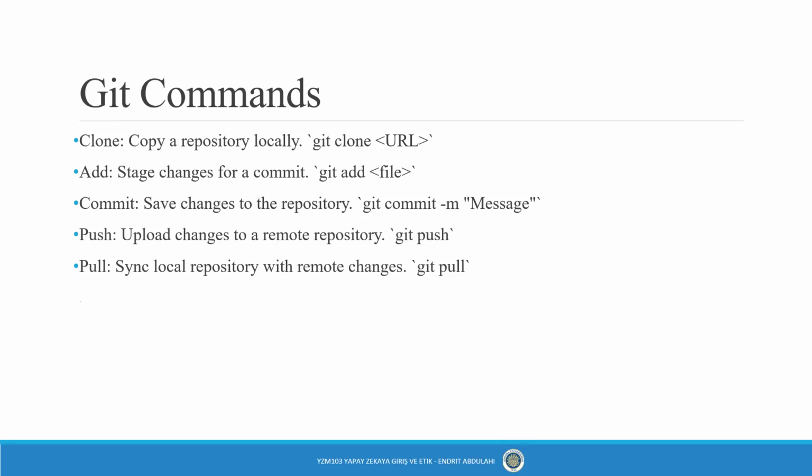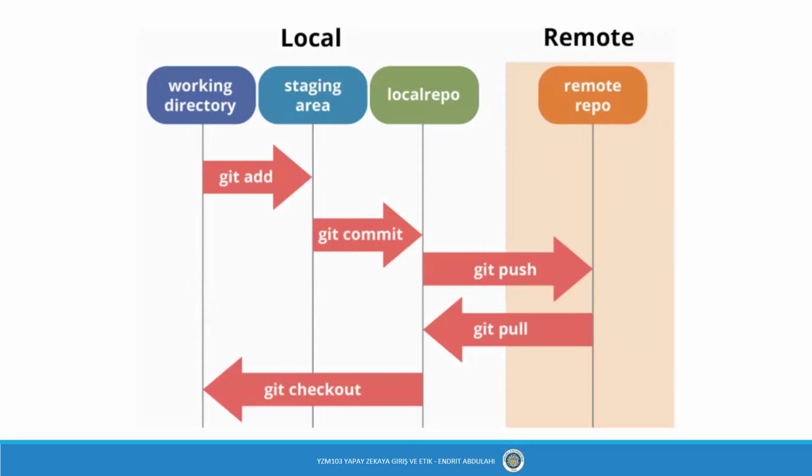We also have the push and pull commands. The push command basically uploads those changes from the local repository to the remote repository, and the pull command does the opposite. It syncs the local repository with the remote changes made. Here we have an image to illustrate what I'm talking about.